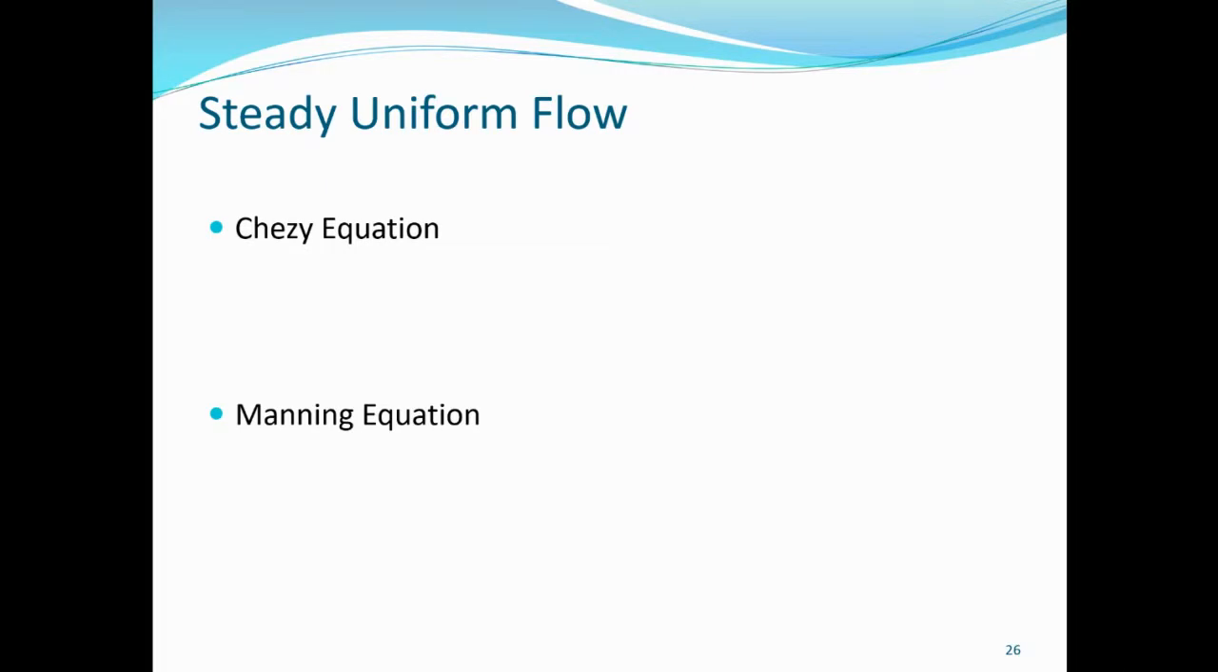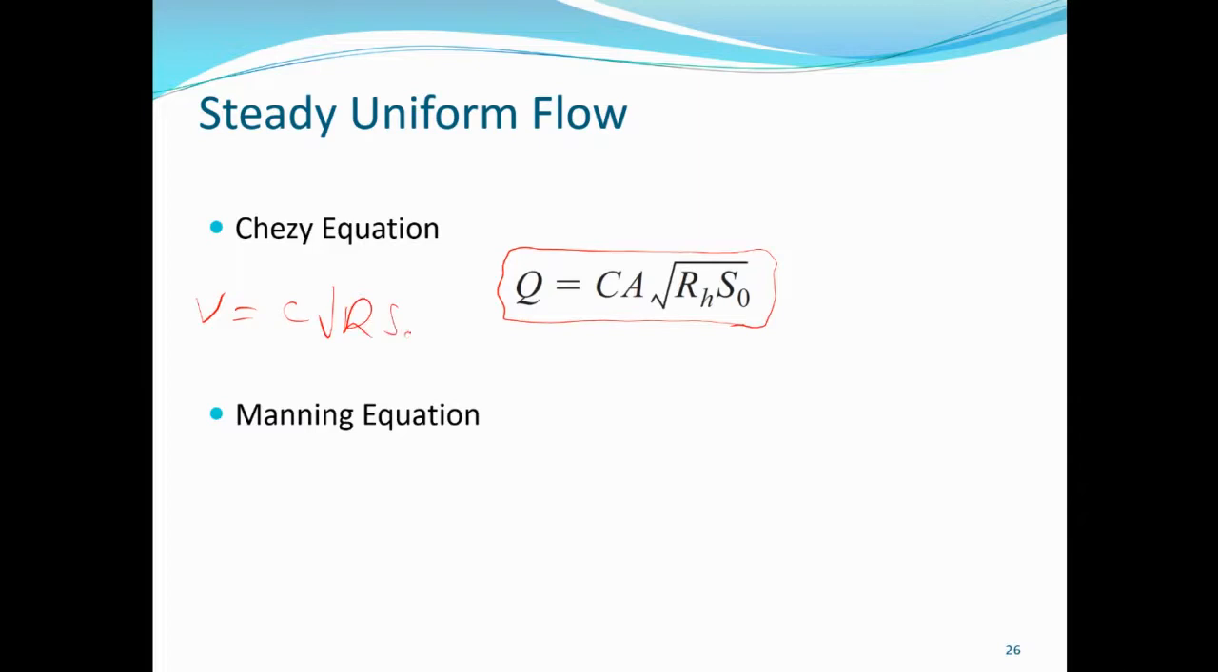And we use the Chezy equation. This is the Chezy equation, the flow rate. We derive the Chezy equation, if you remember, from the Darcy-Weisbach equation, although we derived it in the form of velocity V equals C root R S naught. So for the flow rate, you will have A added to it.